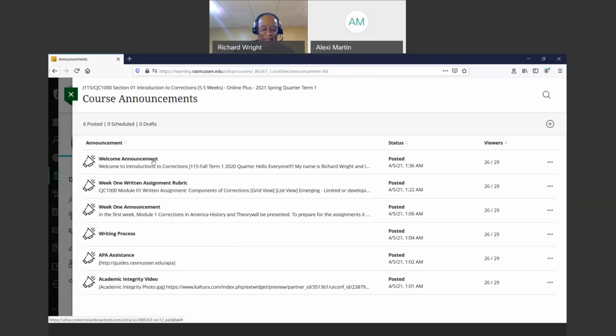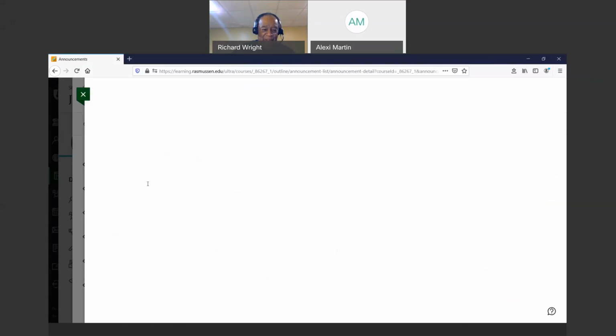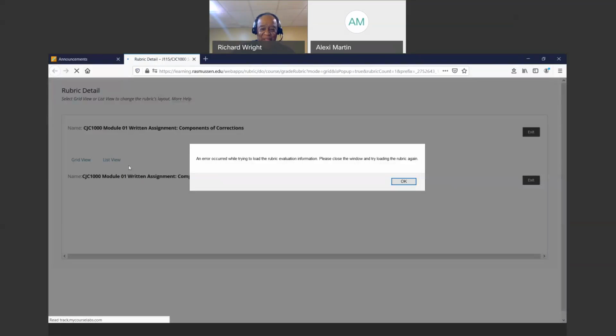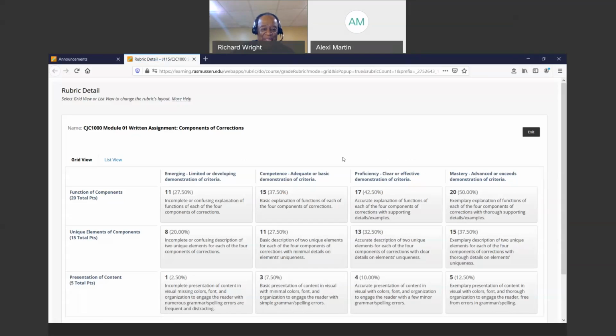Then, by the way, when we went back to the emails, you saw a welcome email from me, and then you received your PowerPoints in the emails that I sent out to you. Okay, so then this is your rubric for this, and if you click on grid view, it shows the grid view that I showed you earlier.